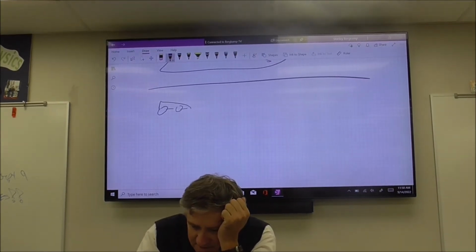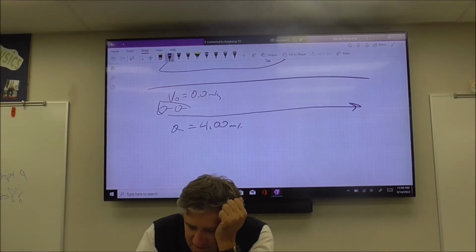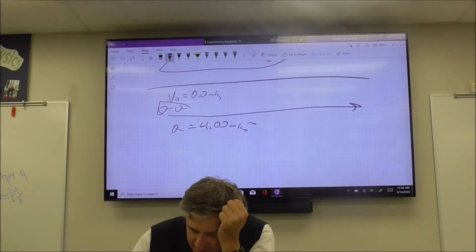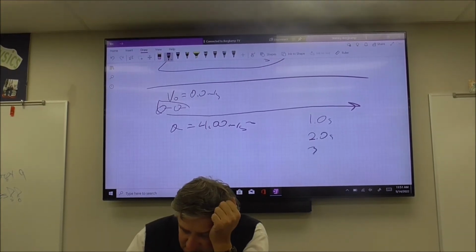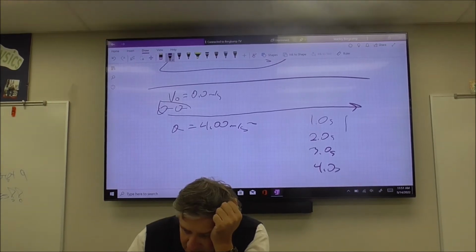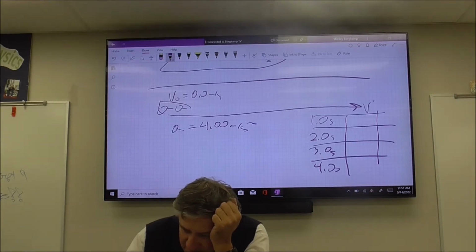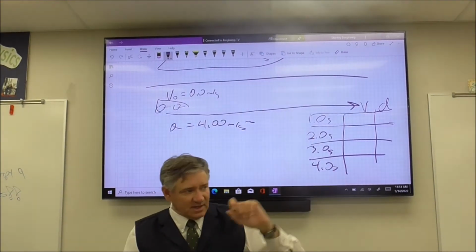So let's say we've got a cart. Initial velocity is 0 meters per second. It's at rest. And it's going to accelerate at, say, I don't know, 4 meters per second squared. And I want to figure out, at the end of 1 second, 2 seconds, 3 seconds, and 4 seconds, a couple of things. I want to know how fast it's going, and I want to know how far it's gone. And then I want to draw a position-time graph and a velocity-time graph.